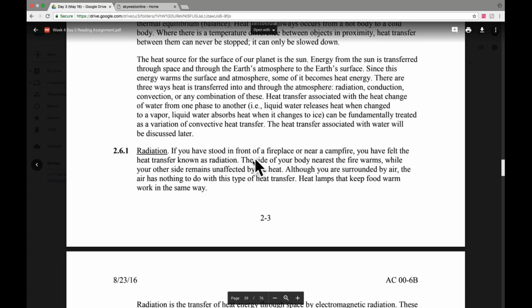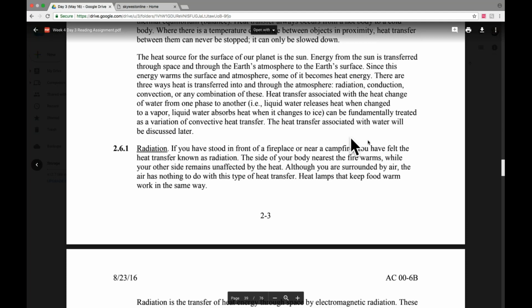Okay, radiation. If you stood in front of a fireplace or near a campfire, you felt heat transfer known as radiation. The side of your body nearest to the fire warms while the other side remains unaffected by the heat and you freeze to death. Although you are surrounded by air, the air has nothing to do with this type of heat transfer. Heat lamps that keep food warm work the same way.